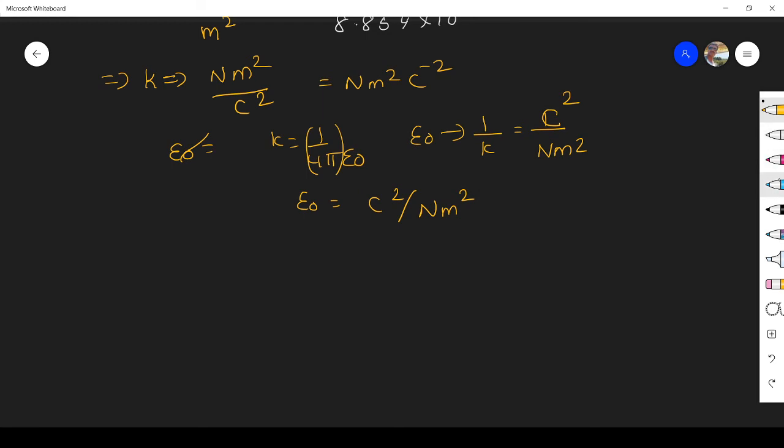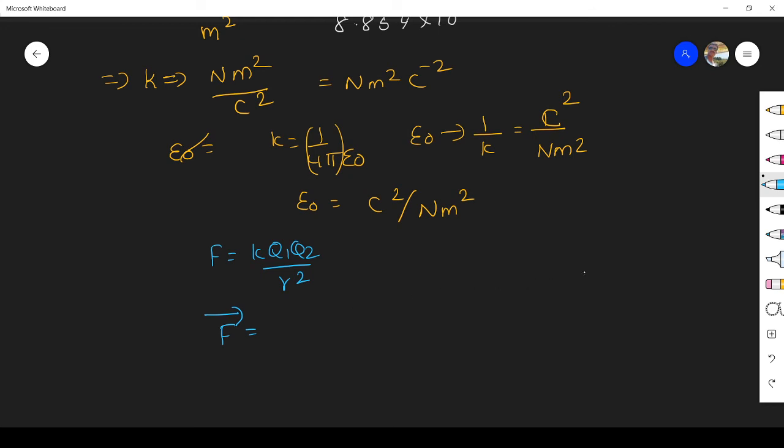Next, what we have to do? We know we derive Coulomb's law. F is equal to K into Q1 Q2 by R squared. You see, K is a scalar quantity, just number. Q1 Q2 is a charge or charges, that's also a number, that is a scalar. R is a distance, that is also a scalar. But we know force is a vector. So we have to convert force into a vector quantity.